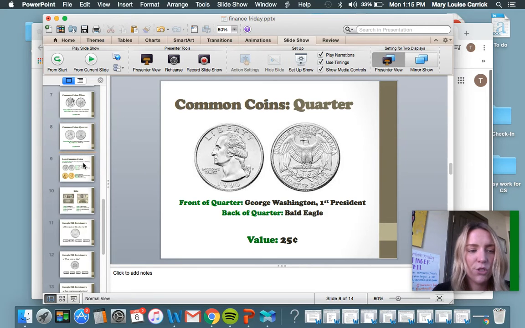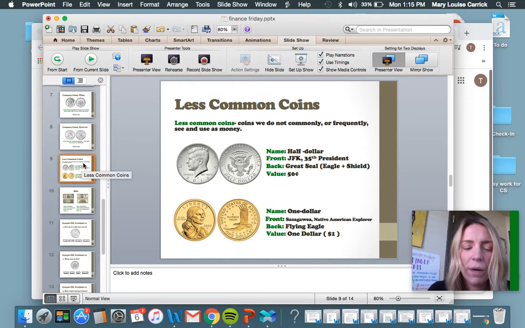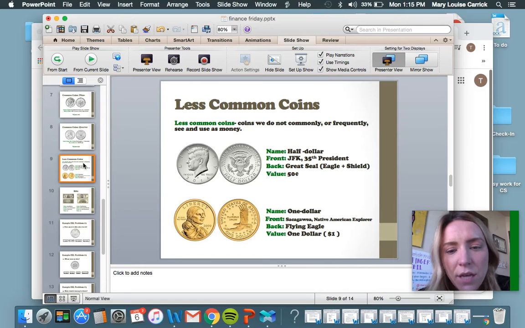Now, moving on to our less common coins, these are coins that, even though they're in circulation, even though they're still being made as much as our other coins, we don't see them as often. We don't use them as often as money. People like to collect these coins and keep them. That's why we don't see them as much out being used as money. So our less common coins, just so you're aware of them, are $50.